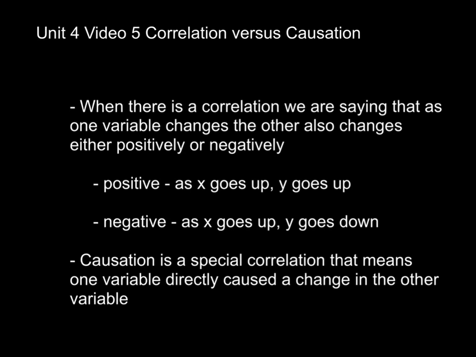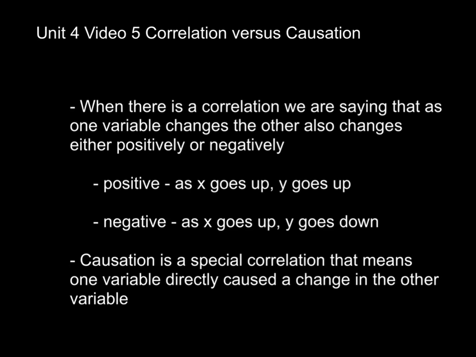All right, Unit 4, Video 5, Correlation versus Causation. When there is a correlation, we are saying that as one variable changes, the other also changes, either positively or negatively. As you can see here, positive: as x goes up, y goes up. Negative: as x goes up, y goes down. Think of it as our linear equations we've graphed.